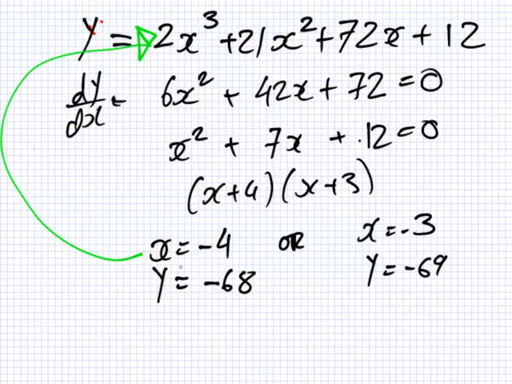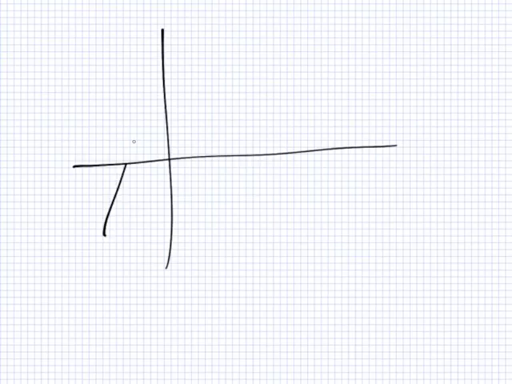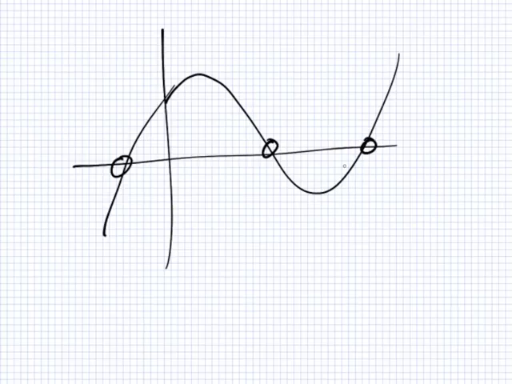Okay, so this one here, minus 4, minus 68, and this one here, minus 3, minus 69. Do you remember when we were making the cubic graphs, we learned how we know where it crosses the y-axis, that's easy. And we also learned how to find the roots. Now from today's lesson, we also know how to find the turning points.